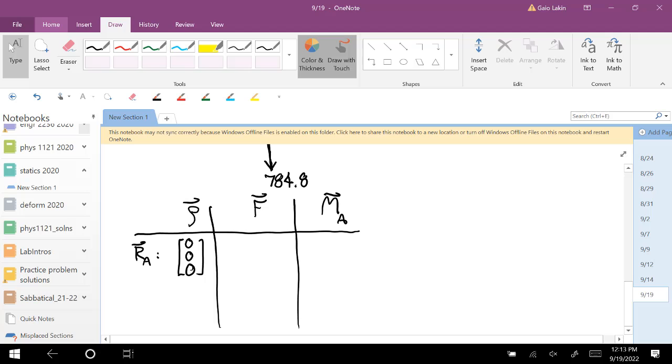Okay, so the force is RAX, RAY, RAZ. Cross product is 0. And this is 3D, so remember that the moments all have 3 components.